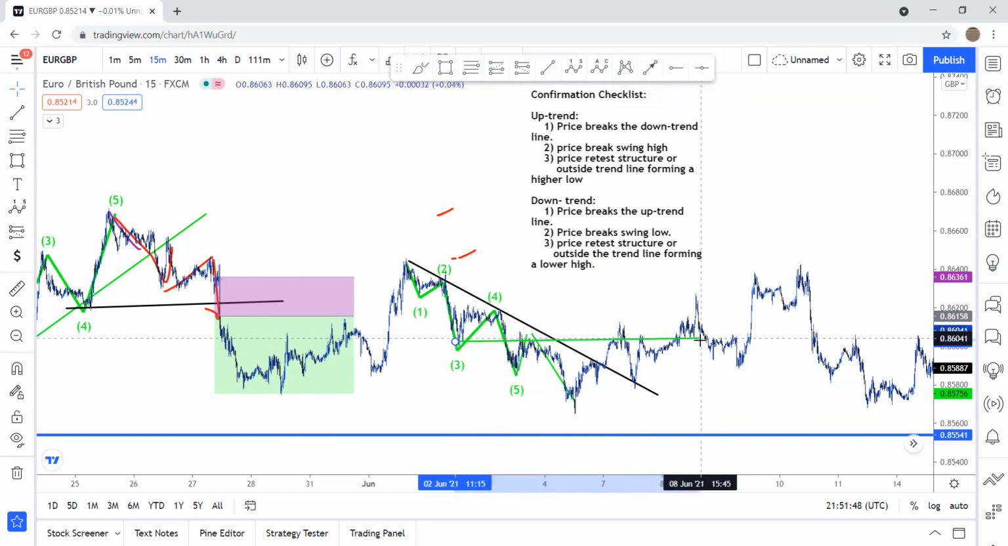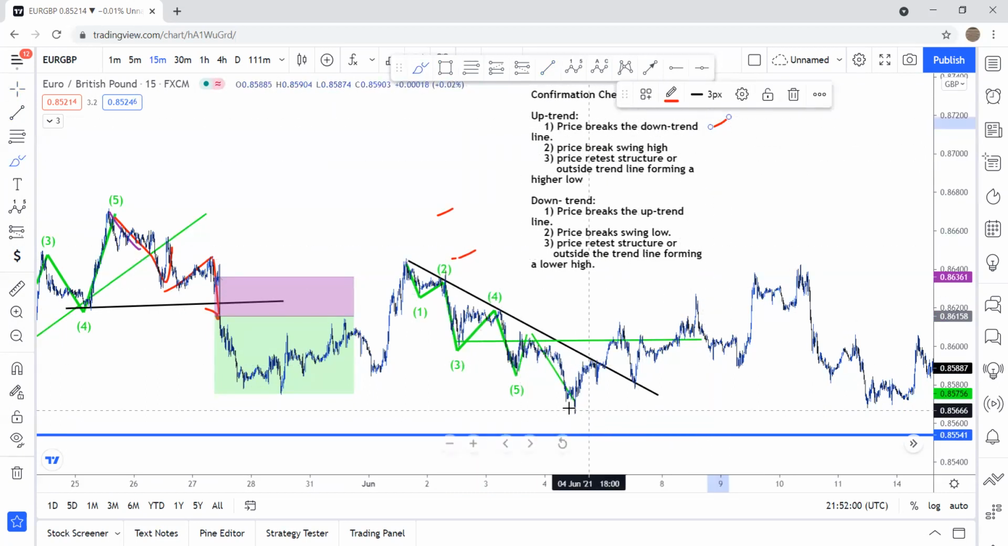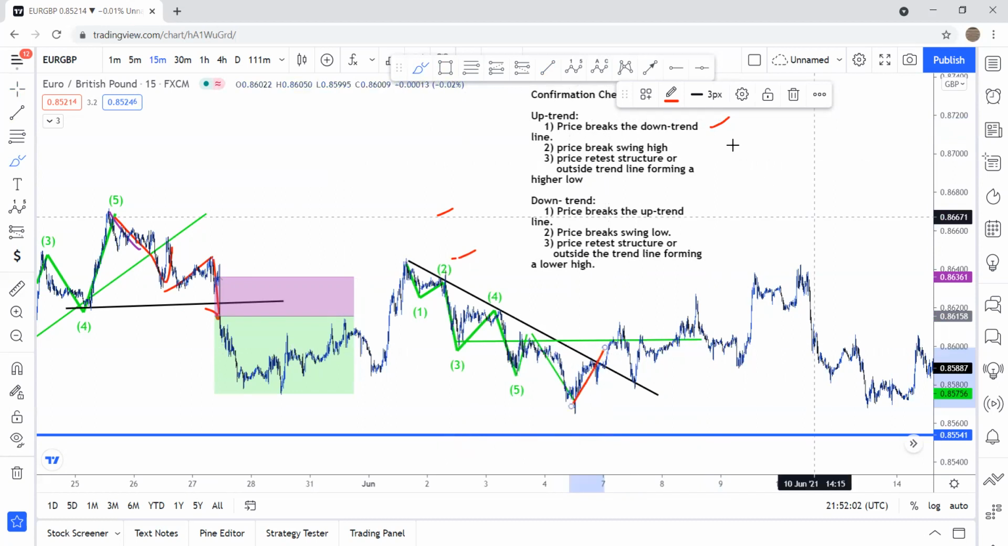My line's not that straight. Let me just straighten this out. Right. So look what happened. Establishing an uptrend, all right? So first thing, price needs to break the downtrend line. So that black line is the downtrend line. Boom, price broke it right here.